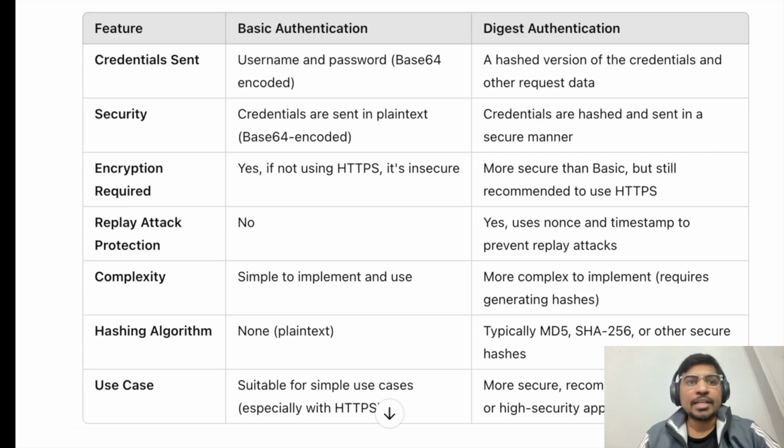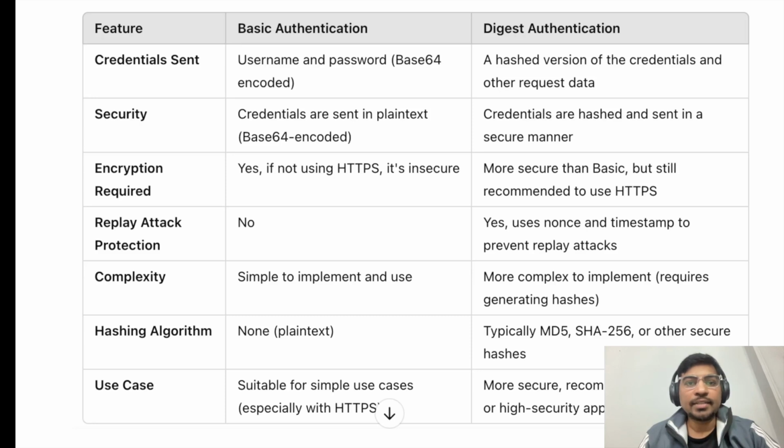So the first one is credentials. Both require username and password as credentials, but basic authentication uses Base64 encoding for the credentials. However, it is not that secure. And in digest authentication, a hashed version of the credentials and other request data is used, so that it becomes more secure.